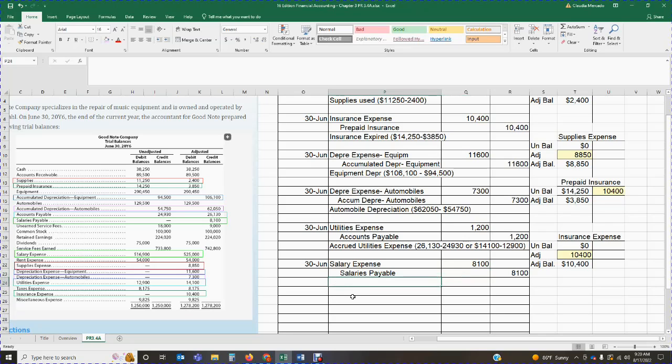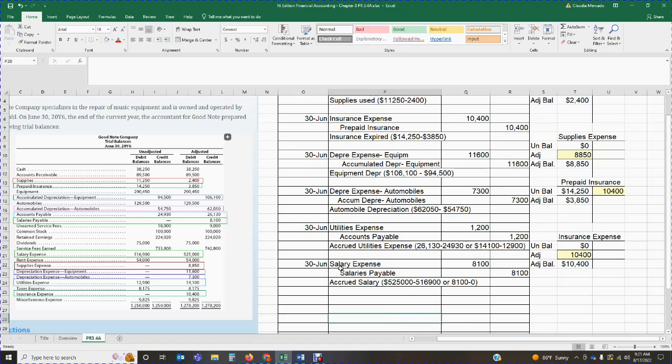So this is my accrued salary. $525 minus $516,900, or the amount of your salaries payable of $8,100 minus 0 would give you the $8,100. So that takes care of my salary expense.